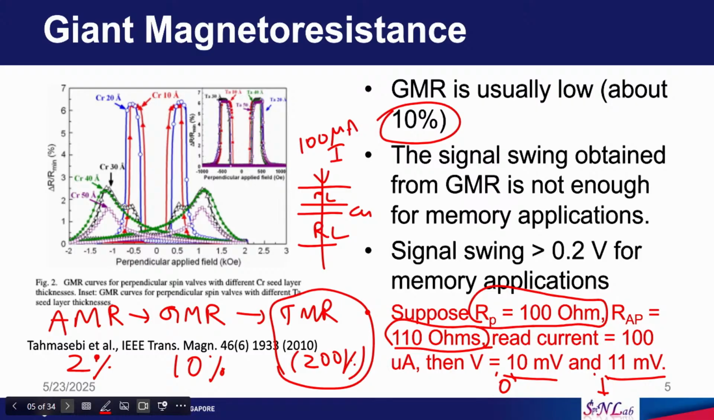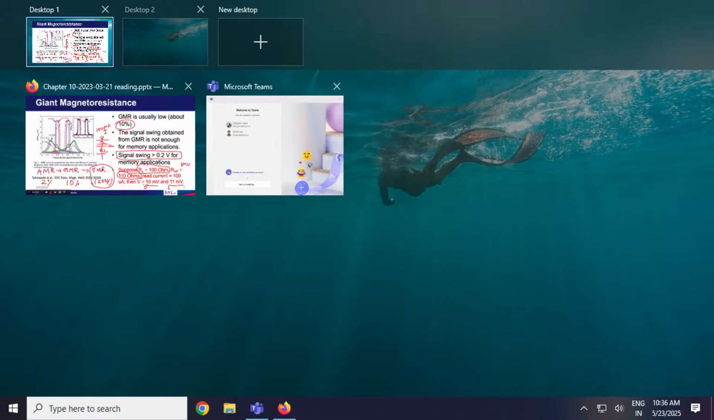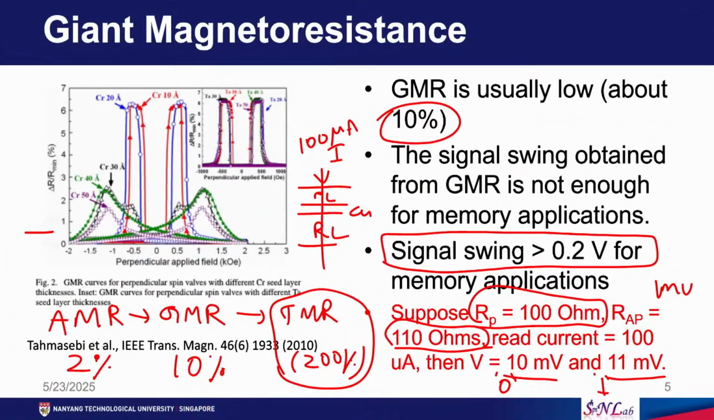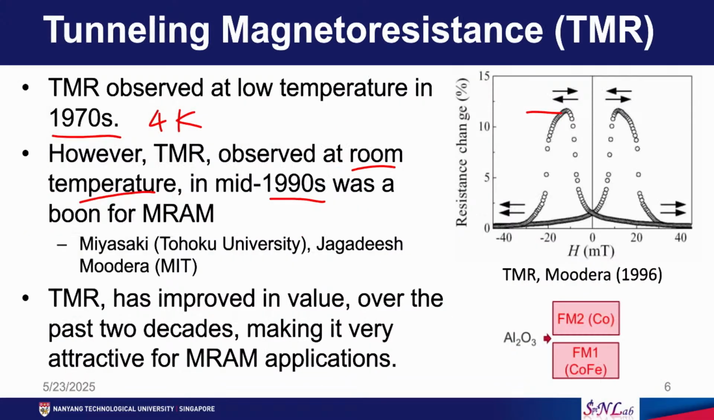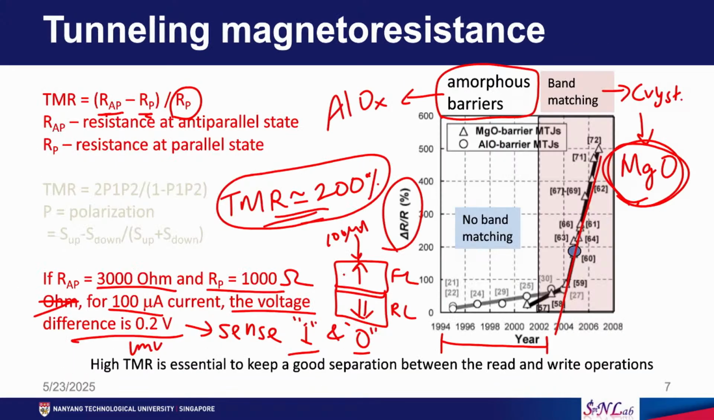Okay, so, here the difference is only 1 millivolt, which is not enough. So, we need a signal swing of 0.2 volt. Okay. Signal swing means the low resistance state gives a certain voltage, and the high resistance state gives you a certain voltage. So, this difference in the voltage has to be at least 0.2 volt. Okay, that is possible with this magnesium oxide.